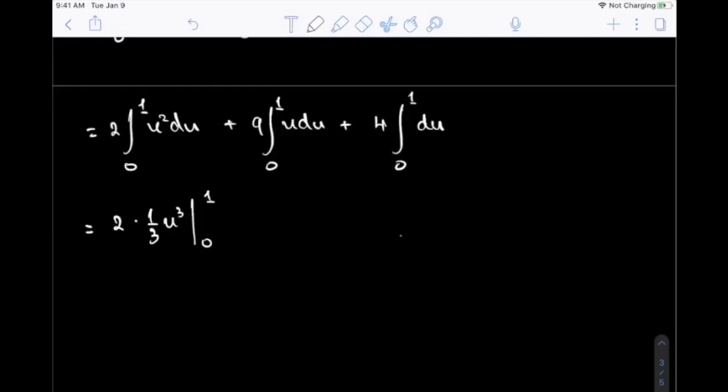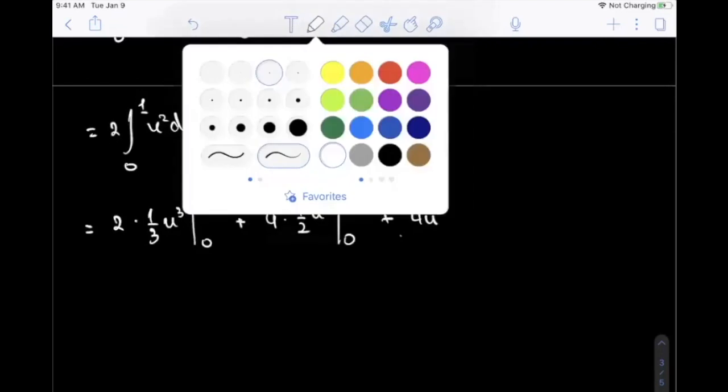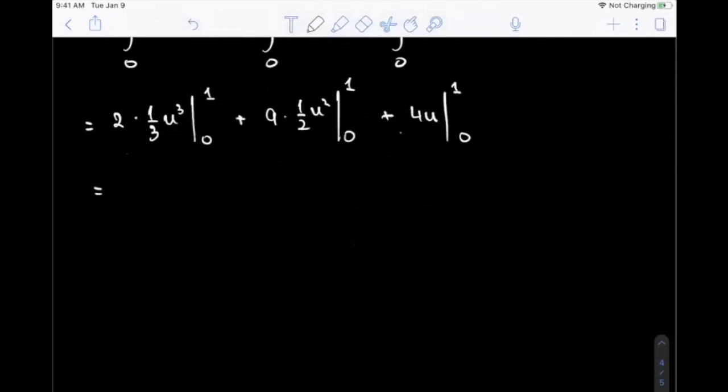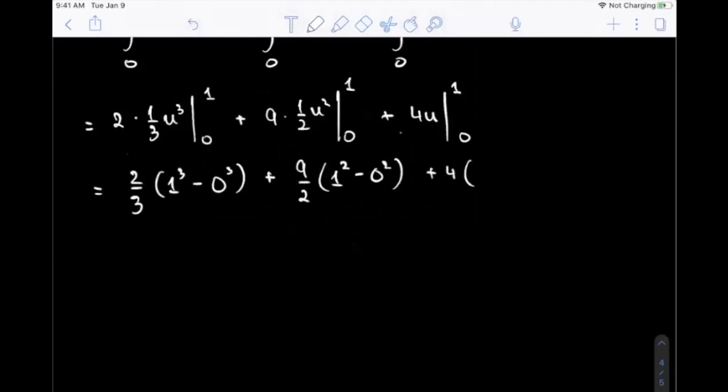The antiderivative of u is 1/2 u squared, evaluated at 0 and 1, plus 4u. Right? So in this case, if you just see the integral of nothing here, which is 1 du, the antiderivative of 1 is equal to u. You evaluate this at 0 and 1. Well, you got 2/3 times 1 cubed minus 0 cubed plus 9/2 times 1 squared minus 0 squared plus 4 times 1 minus 0.